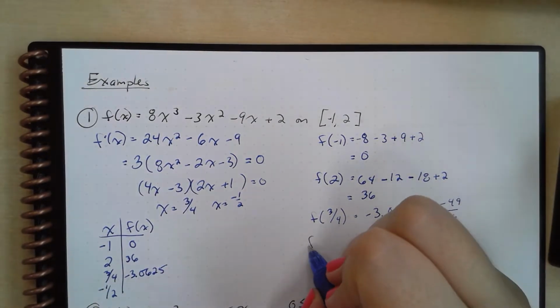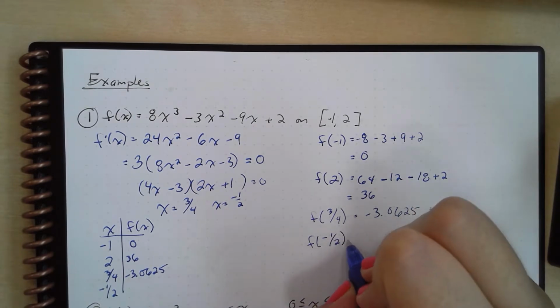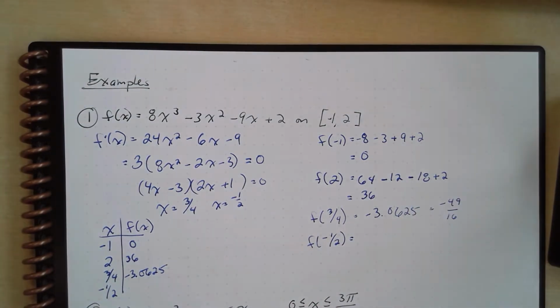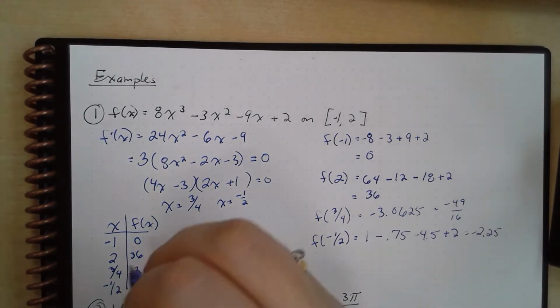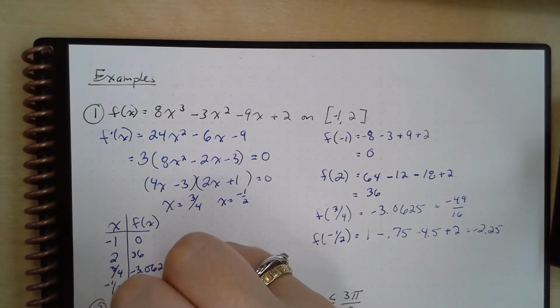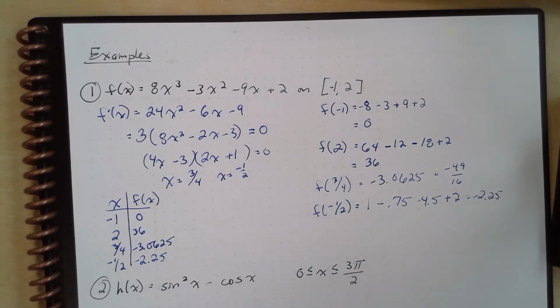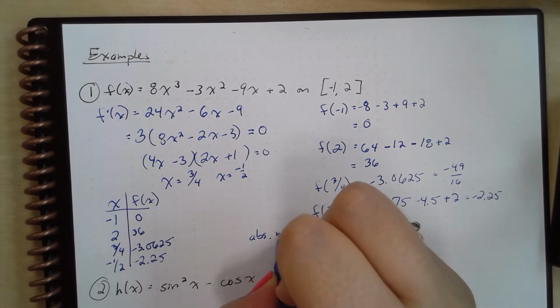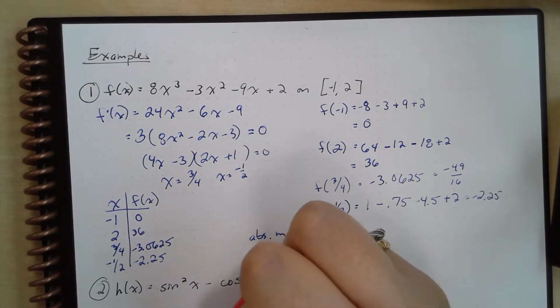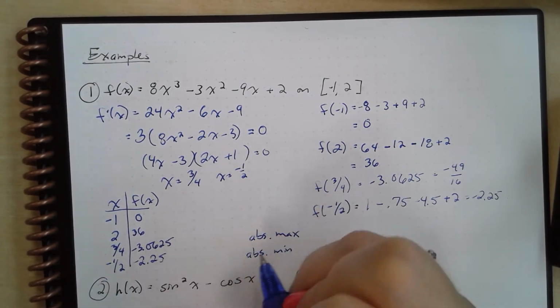And then negative 1/2. I'll pause again. Okay, I didn't film this, but I did negative 1/2. That was negative 2.25. So we need to say what's our absolute maximum and our absolute minimum. That's what we're trying to find here.